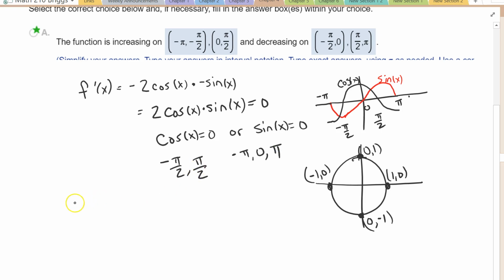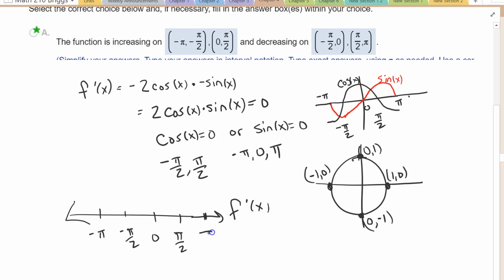So we're going to have our number line here, and we're going to look at the intervals from minus pi to minus pi over 2 to 0 to pi over 2 to pi. And we're going to test the sign. Another way to look at it could be, if this is minus pi, this would be minus pi over 2, this would be 0, this would be pi over 2, this would be pi.